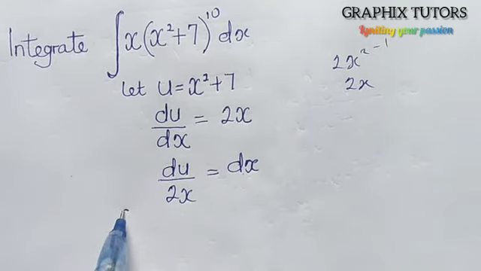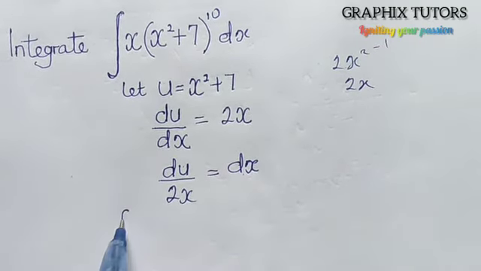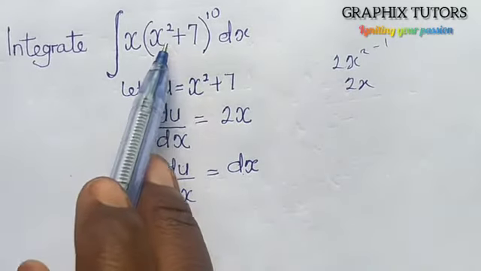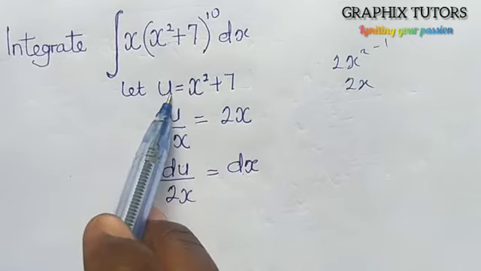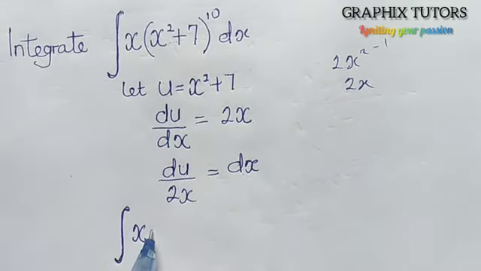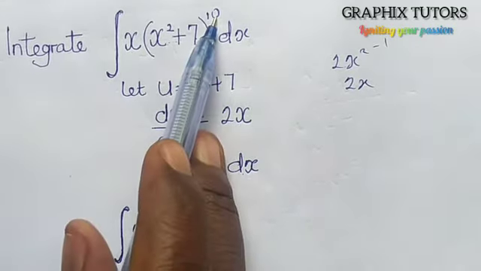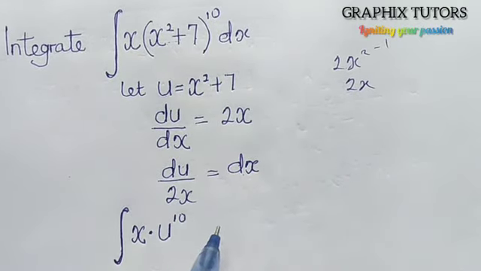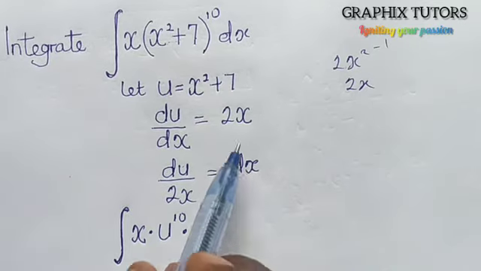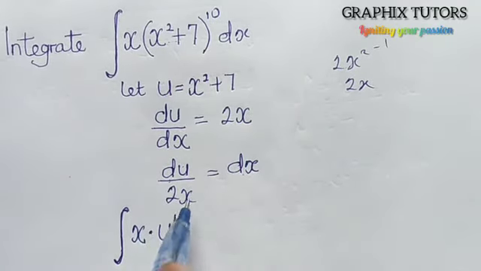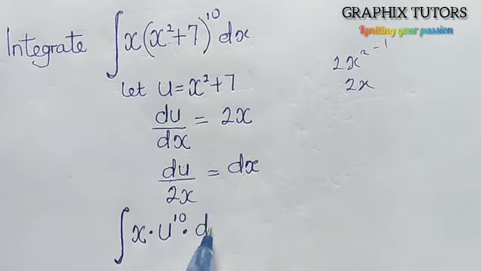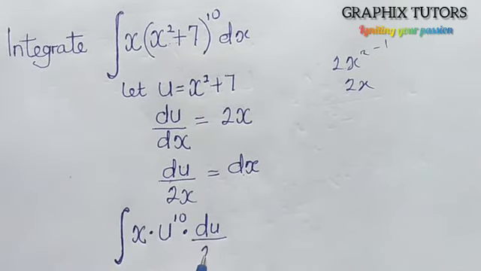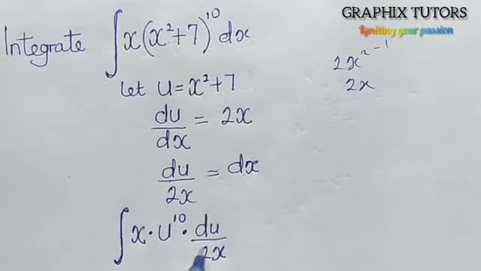So this will now give me the integral of x. Now what is x squared plus 7? x squared plus 7 is u. So times u to the power of 10, then multiplied by dx. And what is dx? dx is du over 2x. So we have du all over 2x. Now this x will cancel this x.